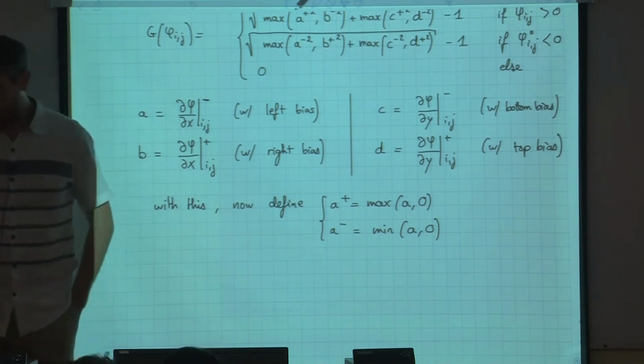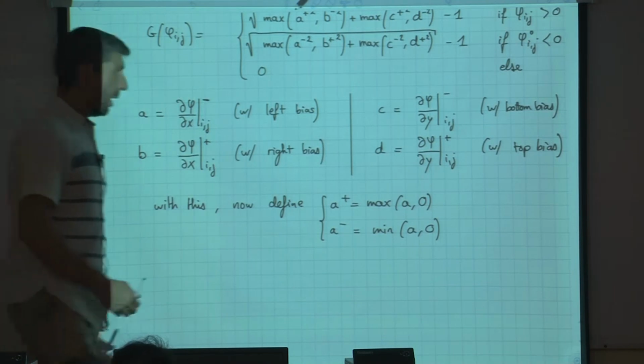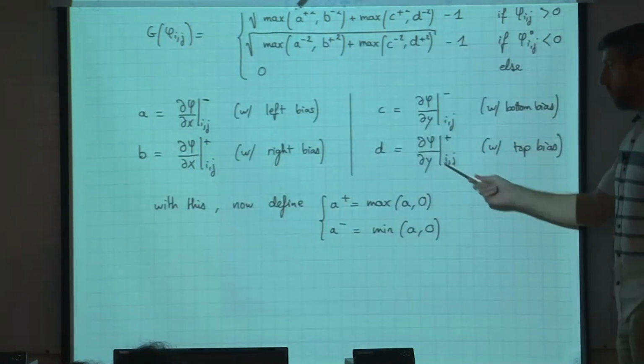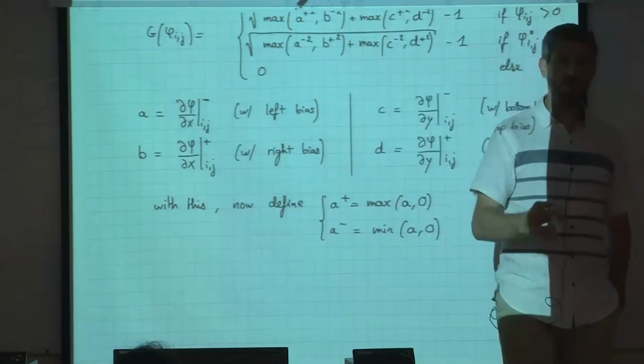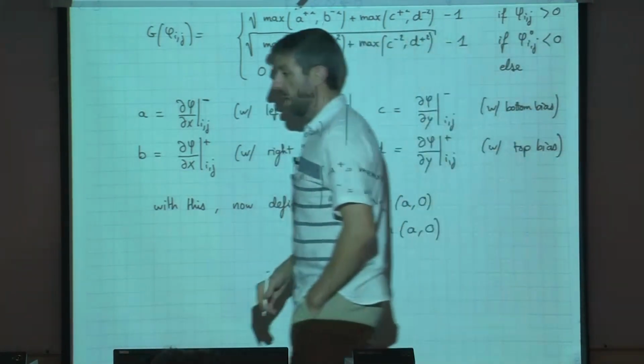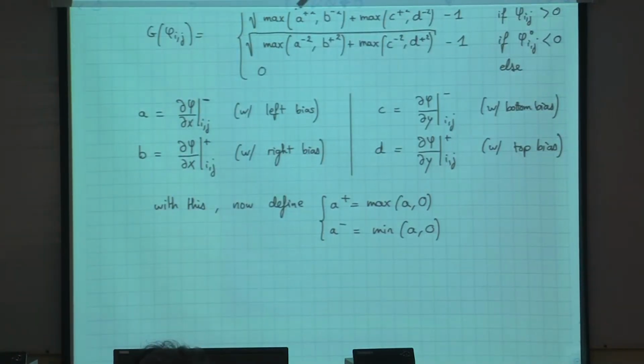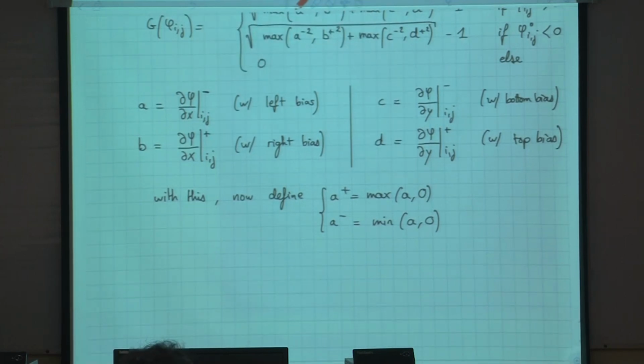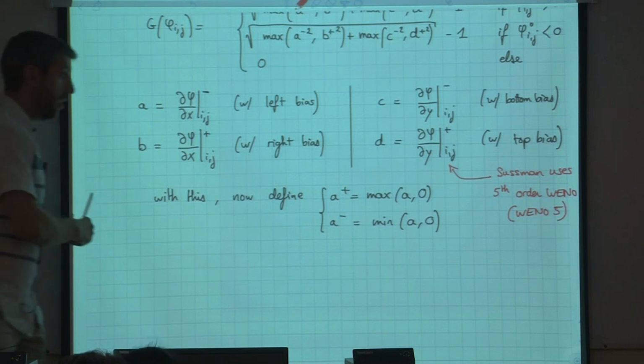Okay, so at this point we have defined pretty much everything, except one thing. I haven't said how I'm discretizing those guys. I suggested that I was upwinding or downwinding based on plus or minus, but I haven't told you exactly how this is done. Sussman, for example, uses a scheme called a fifth order WENO. So we'll talk about what that is as soon as we're done here.